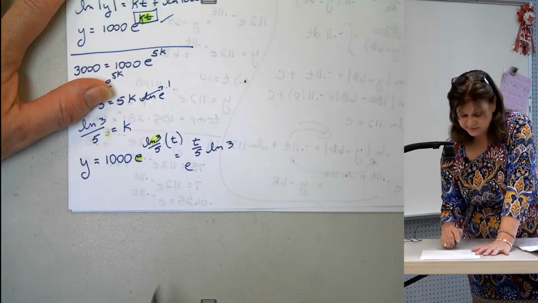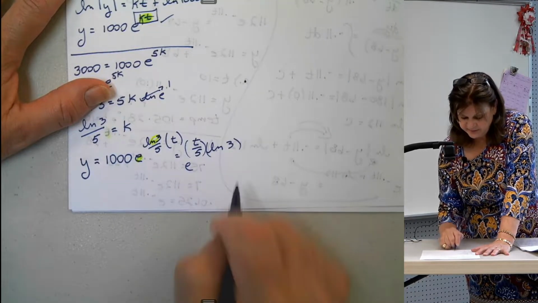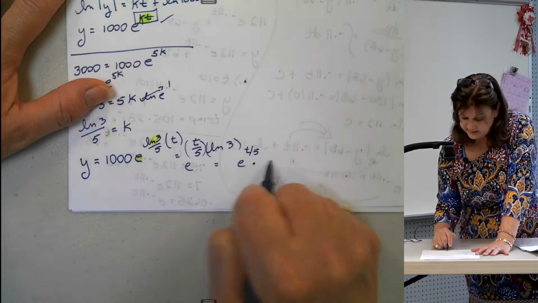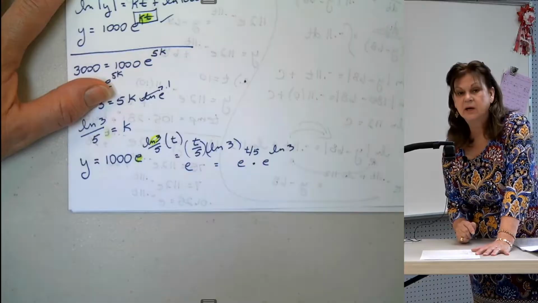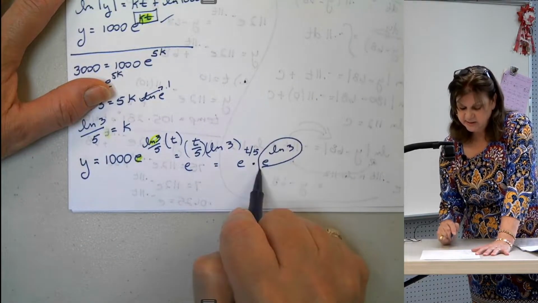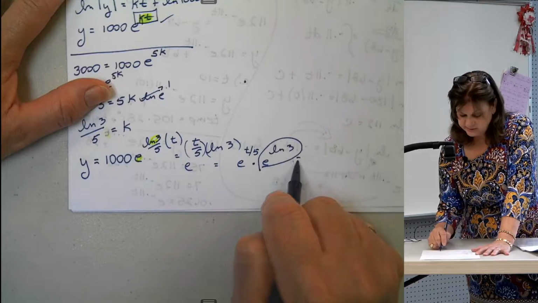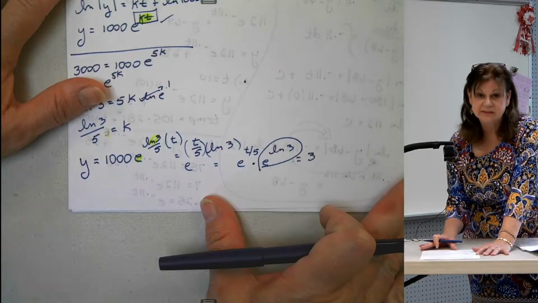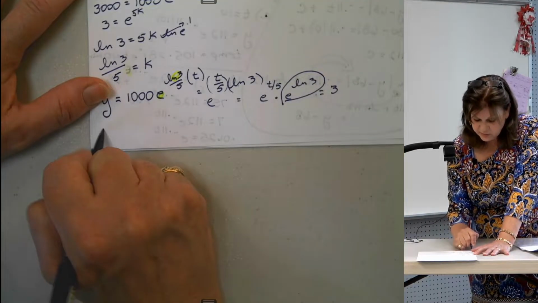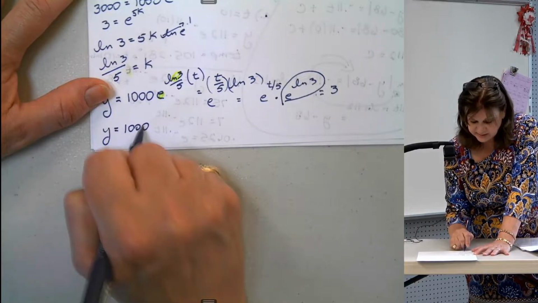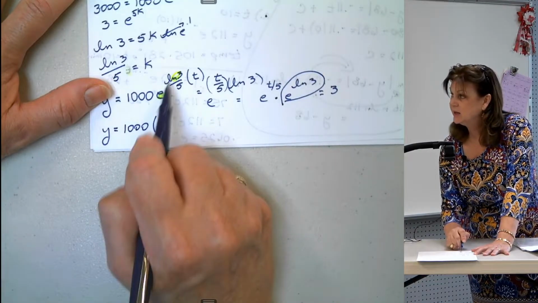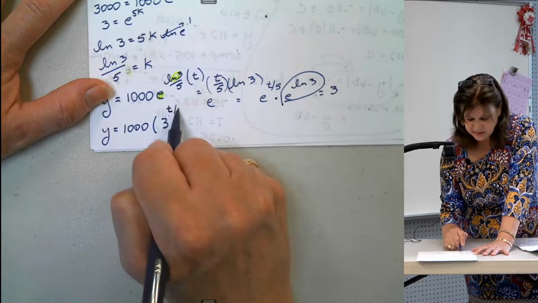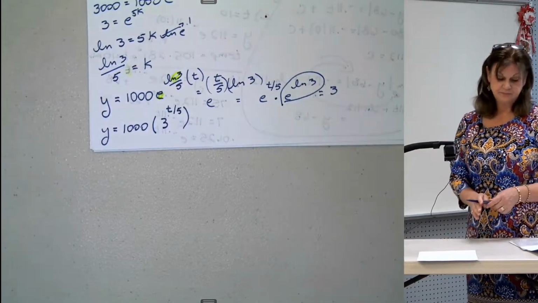I can separate it like this, right? Well, if I do that, I have e to the t over 5 times e to the ln 3. e to the ln 3, base e, is 3, and we're going to change the e value to 3 because it is. So now I've got 1,000 times, well, e to the ln 3 is 3, so 3 to the t over 5 power.